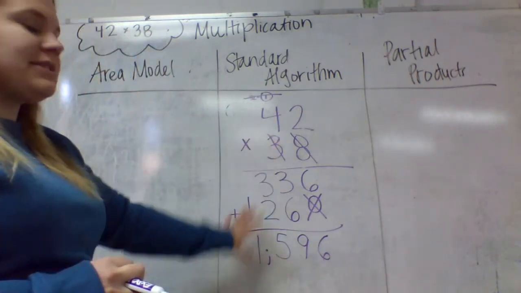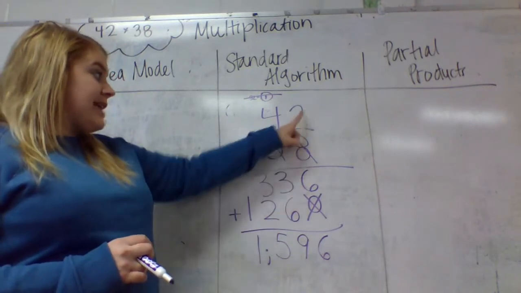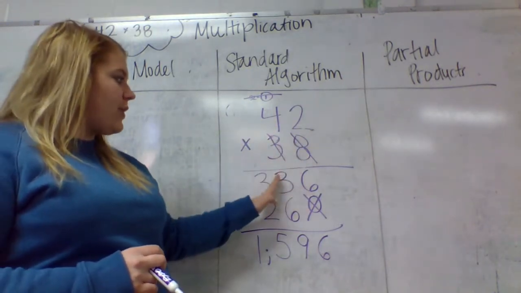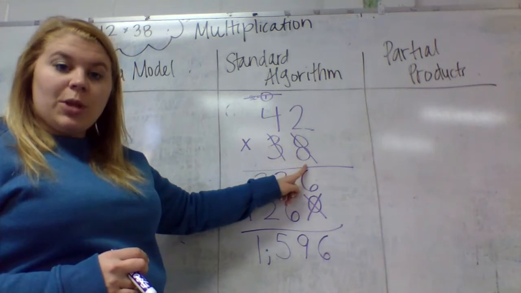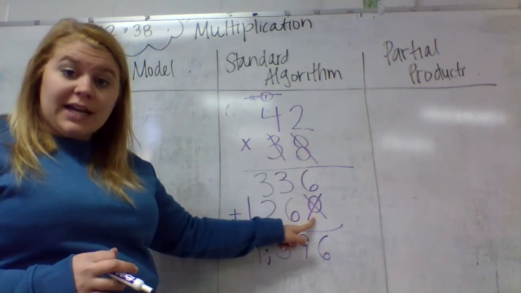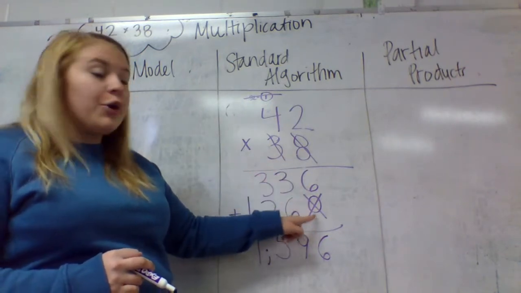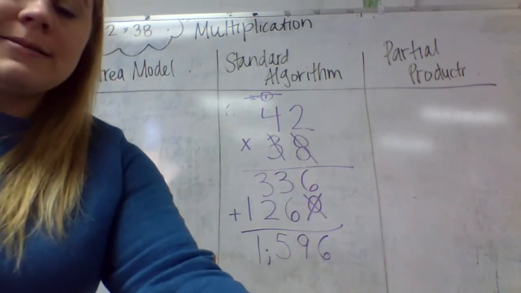So our differences with standard algorithm, we have to take it one place value at a time. When we're finished with a place value, not only do we cross it out, we have to drop a placeholder 0 down to remind ourselves that nothing we multiply this 10 by could ever end up in the ones place.